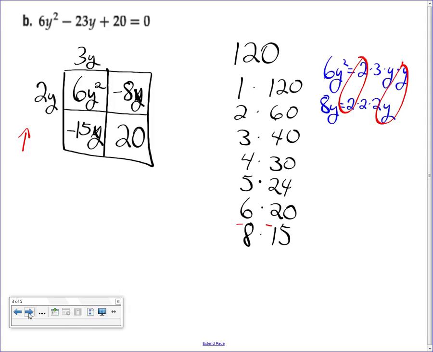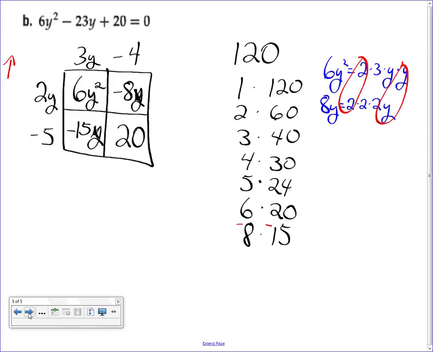We're going to get this one right up here first. Remember, it is going to be negative 8y divided by 2y. So, negative 8y divided by 2y is going to be negative 4. And last but not least, we're going to get this number right here, which is going to be negative 15y divided by 3y, which will get us a negative 5. Okay, so we want to do one last check. We want to make sure that this number times this number equals this number. And they do, so we're good to go.